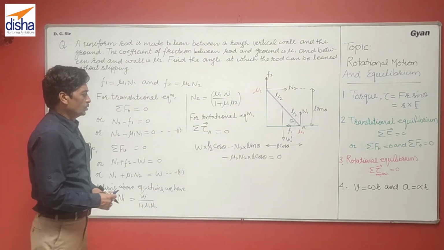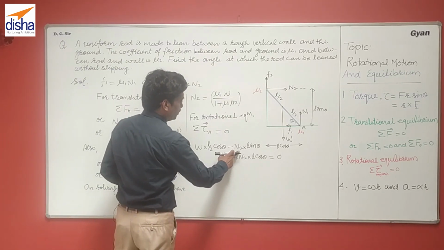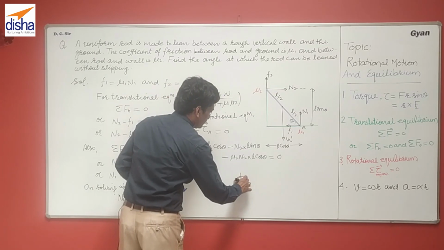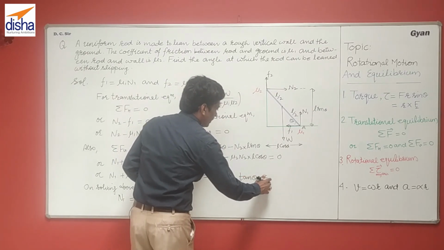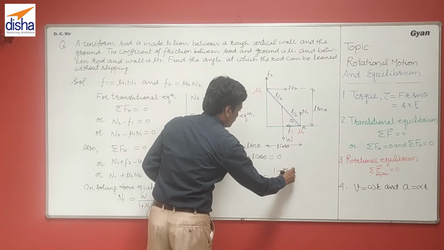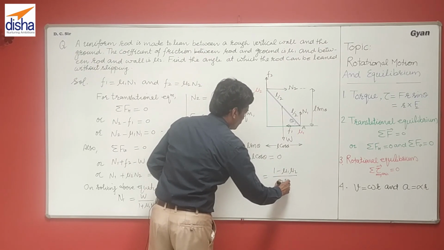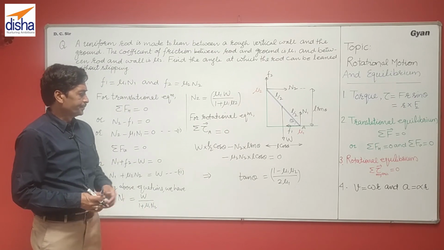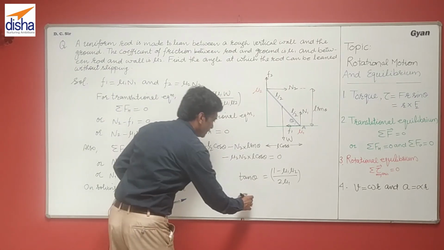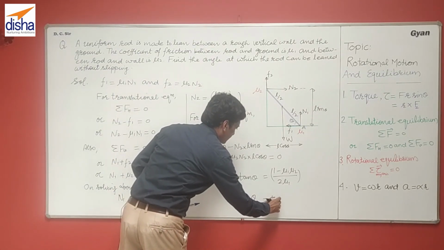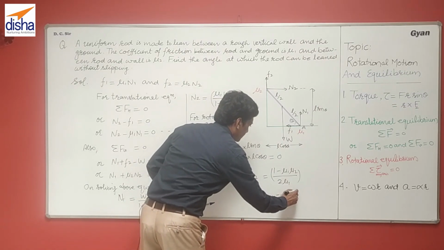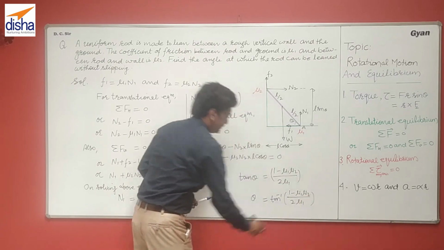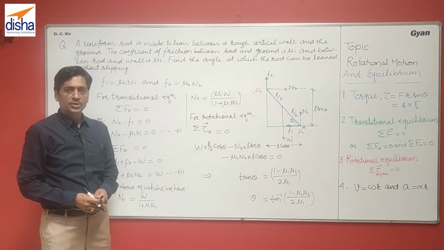Okay? Now on substituting the value of N2 and simplifying, we have tan theta is equal to 1 minus mu1 mu2 upon 2 mu1. Okay? So here theta is the required angle, so we can write theta is equal to tan inverse of 1 minus mu1 mu2 upon 2 mu1. Okay? Thanks for watching the video.